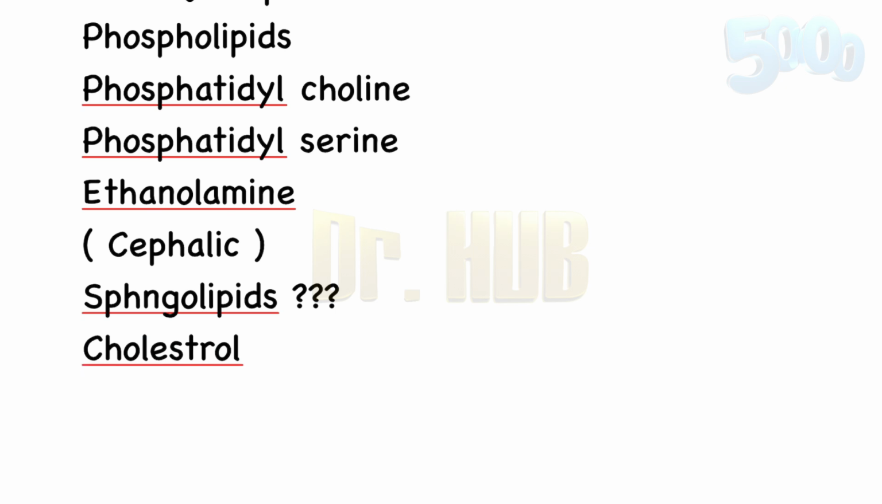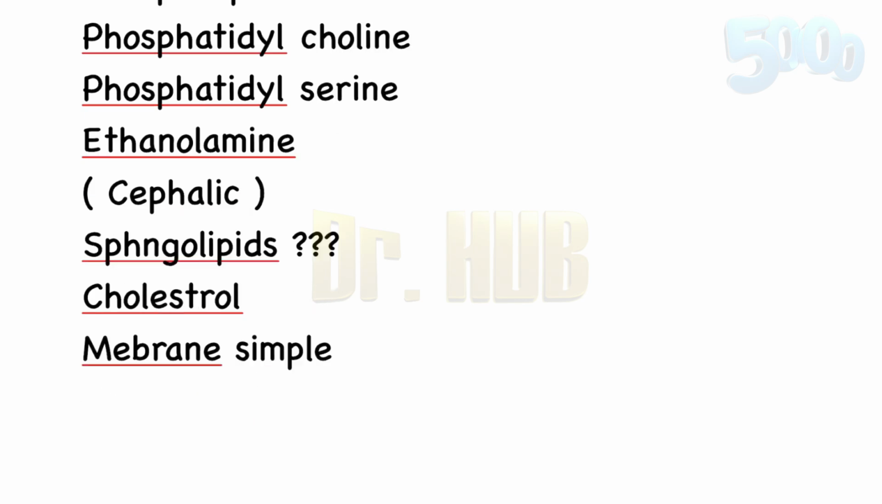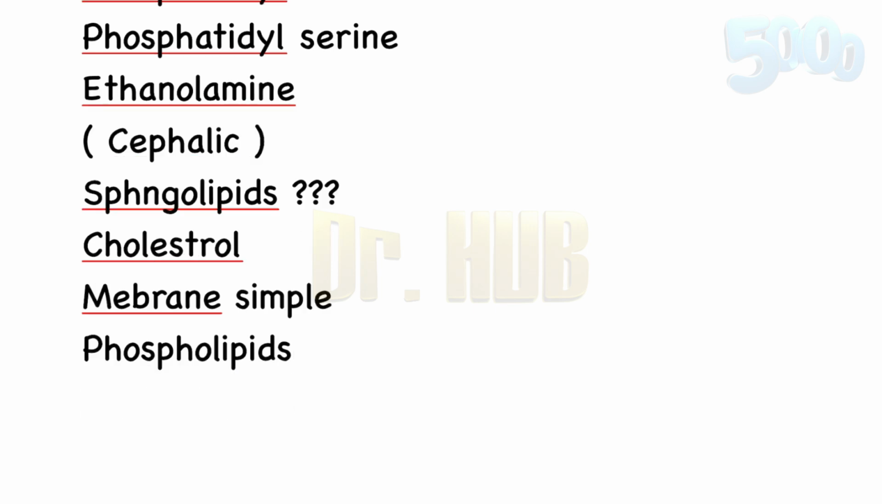Now let's look at it in prokaryotes. In case of the prokaryotes, the membranes are relatively simple and are composed of the phospholipids. So they include the phospholipids as well as the phosphatidylcholine.